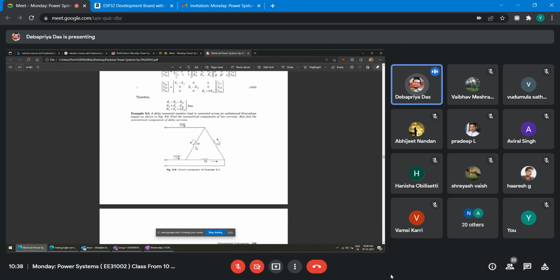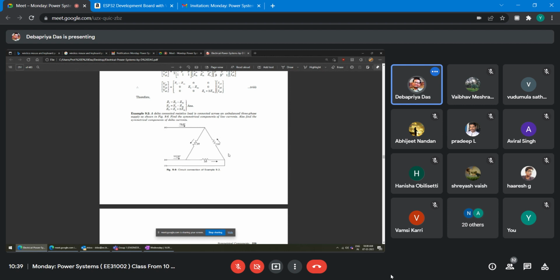Suppose a delta connected load is there. It is 3R, 3R, 3R. All are resistive, right? So a delta connected resistive load is connected across an unbalanced three-phase supply. Find the symmetrical components of line currents and also find the symmetrical components of delta currents. Both you have to find out, right?